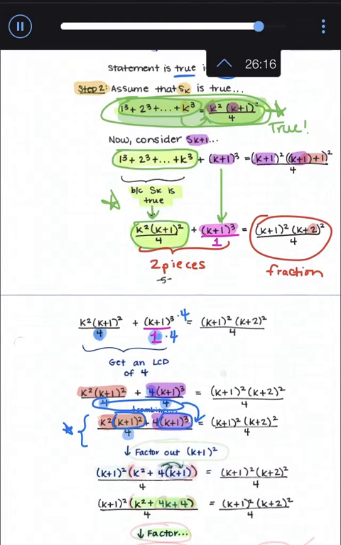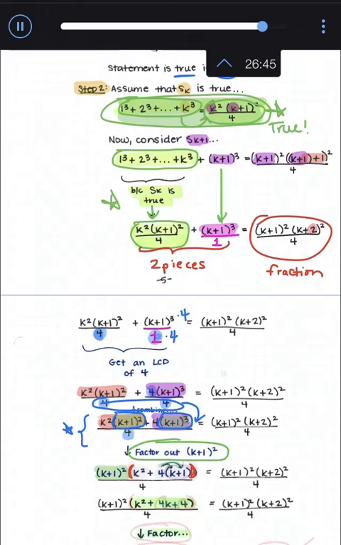So what this is called is a greatest common factor. How many of these k plus 1s can I pull out of both of these pieces? Well, I can factor out a k plus 1 squared. So I can pull out 2 of them. So that's what I'm going to do, I can pull out a k plus 1 squared. Remember, whatever's left over from factoring will land in a set of parentheses.